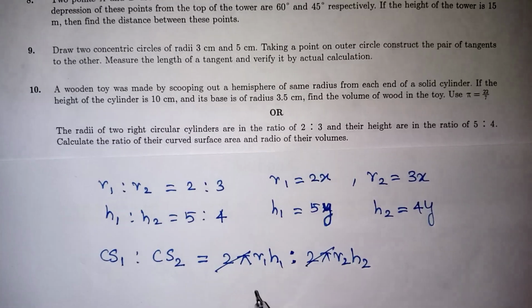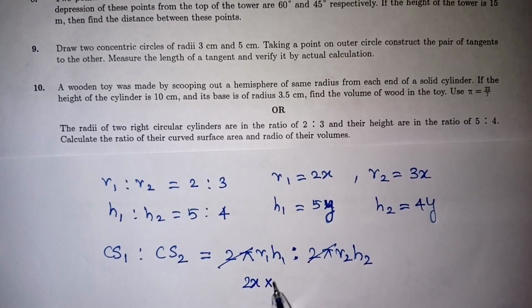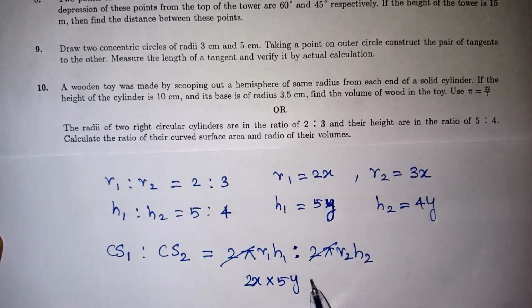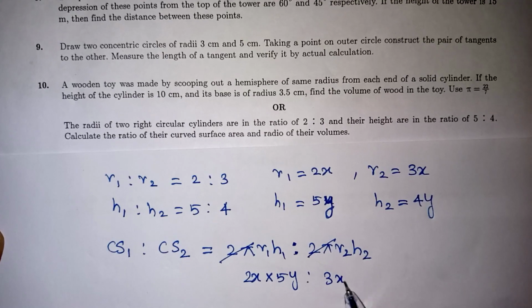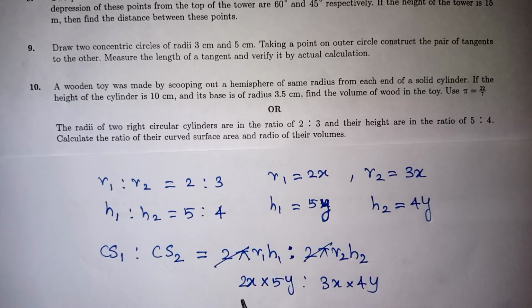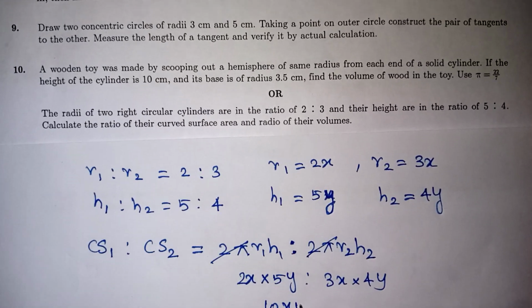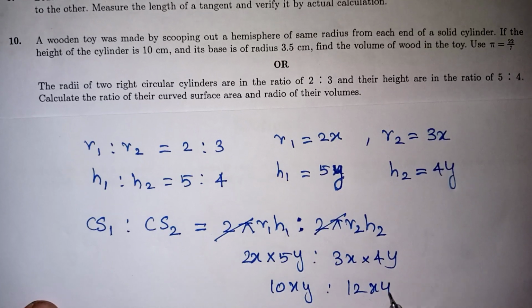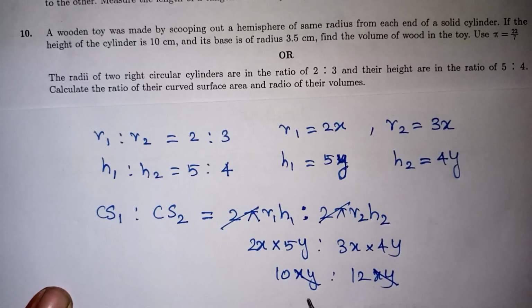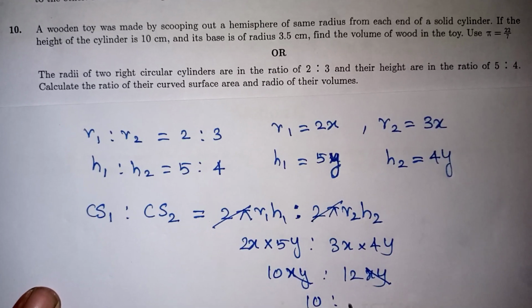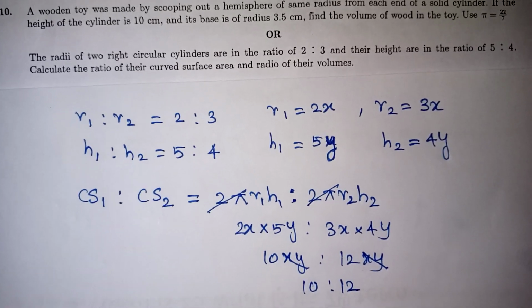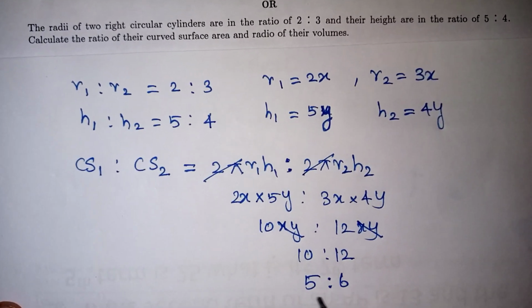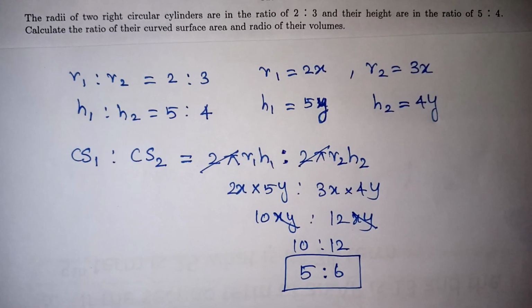Now for R1 we have 2x, for H1 we have 5y. Here for R2 we have 3x, for H2 we have 4y. So 5 2s are 10xy, here 12xy. xy and xy will get cancelled, and 10:12 we are getting, again by the 2 table we can write it 5 times, 6 times. So this is the ratio of their curved surface area.